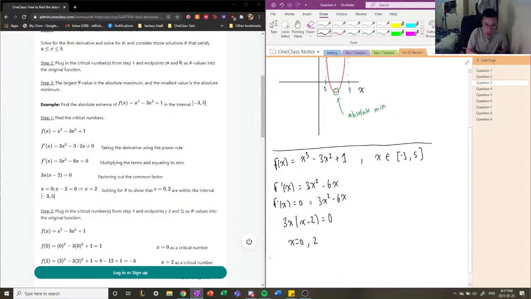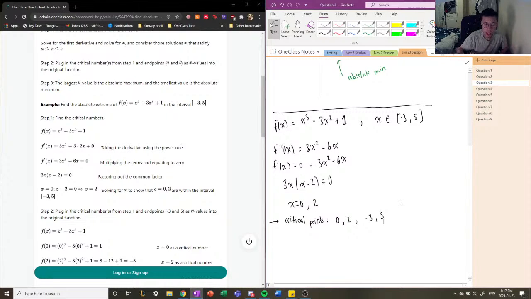So now our critical points and our endpoints that we want to evaluate are 0, 2, -3, and 5. We want to evaluate each of these points and see which one is our absolute max and absolute min. Let's evaluate f(-3) first, and that's going to be equal to -27 minus 3 times 9, plus 1. That's equal to -27 minus 27, plus 1, which is -53.